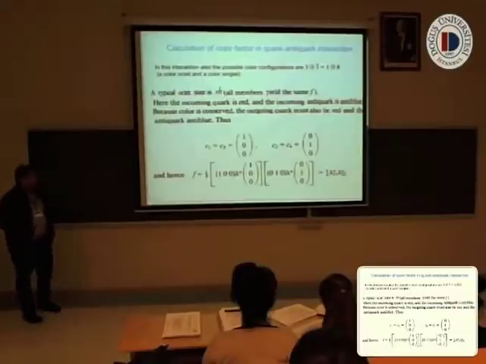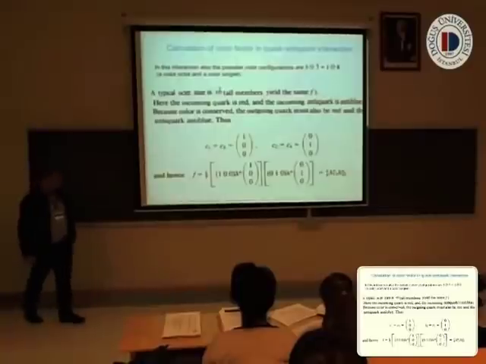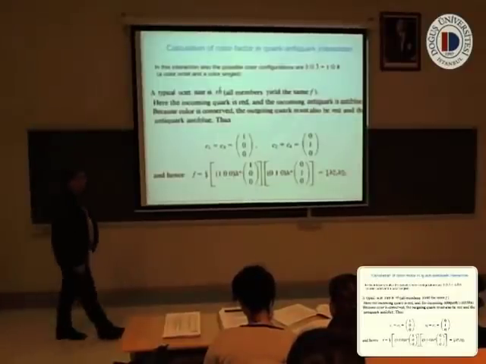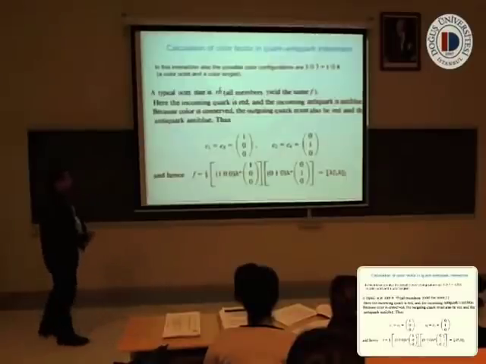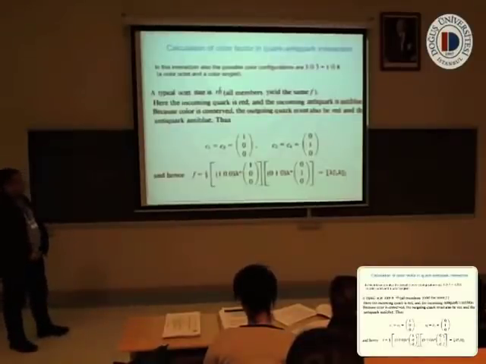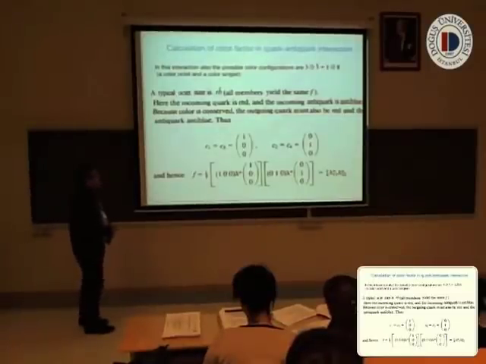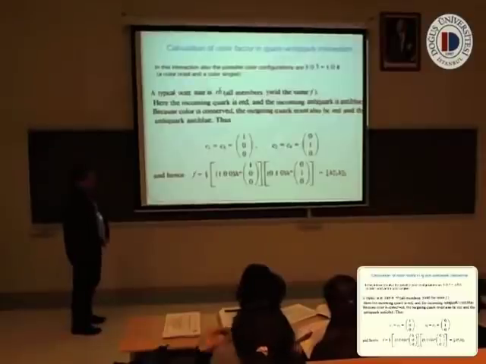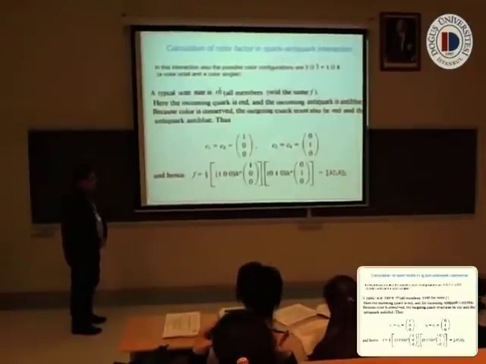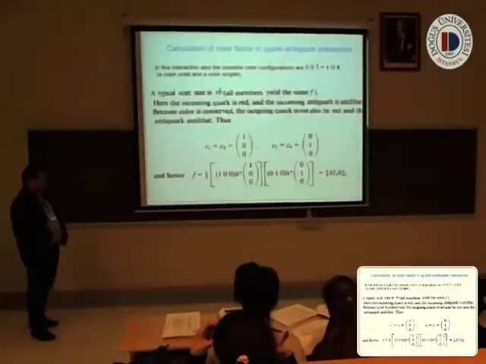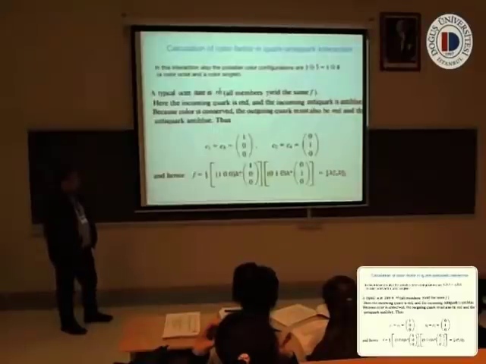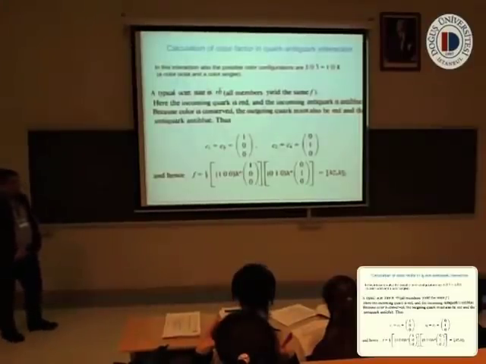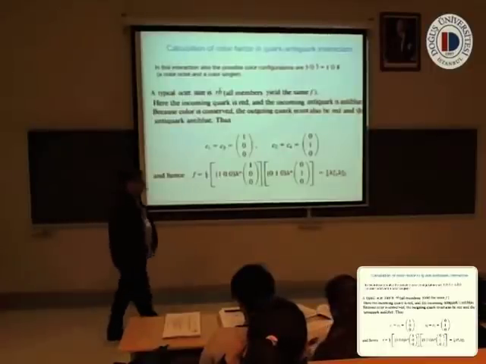So now we consider the incoming quark is red, (1, 0, 0), and the incoming antiquark is anti-blue, (0, 1, 0). We know that color is a conserved quantity, so the outgoing quark will also be red, and the outgoing antiquark will also be anti-blue. If we calculate the color factor, putting C1, C3, and C2, C4 as these values, we will get this quantity. Alpha runs from 1 to 8.